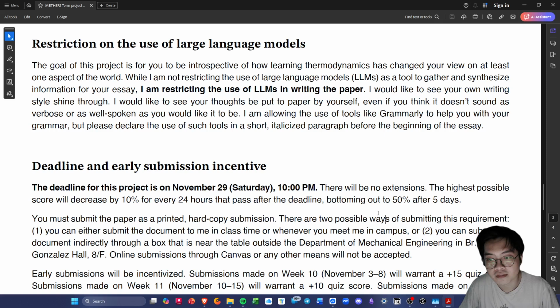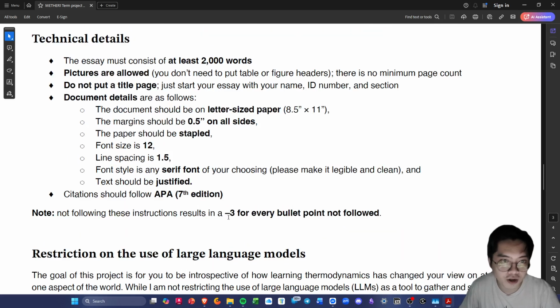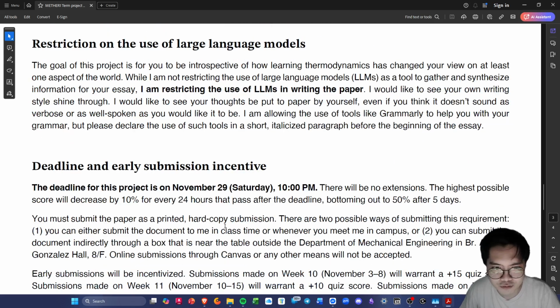Mind you, that your project is 15%. Okay? It's 15% of your final grade. You must submit the paper as a printed hard copy submission. So, if you were wondering since earlier, like, well, what do you mean stapled? Yes, you will have to give me a hard copy submission.